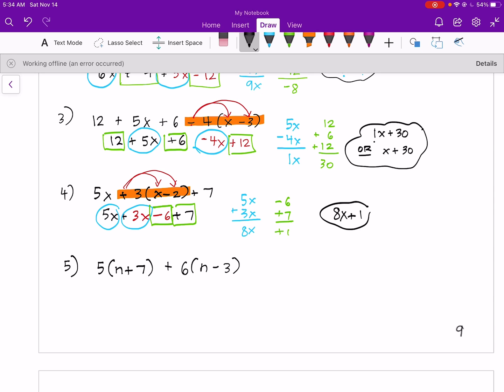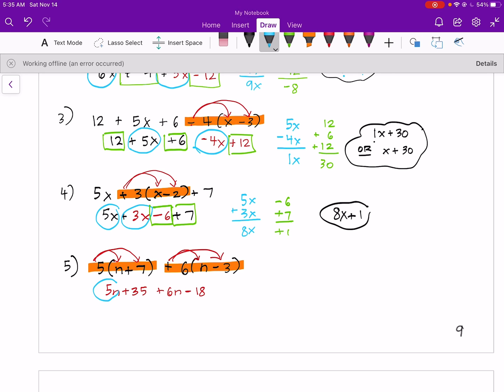Hopefully you're saying, oh, you have 2 distributive properties, because indeed I do. I did 2 separate distributive properties. Can you have 2 distributive properties? Absolutely. So you're going to do 5 times n and 5 times 7. So 5 times n is 5n. 5 times 7 is 35. 6 times n is 6n. 6 times negative 3 is negative 18.